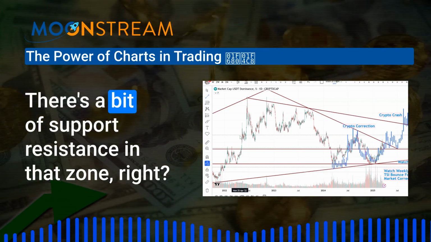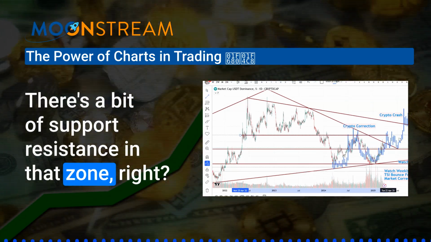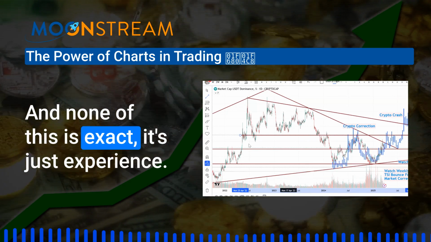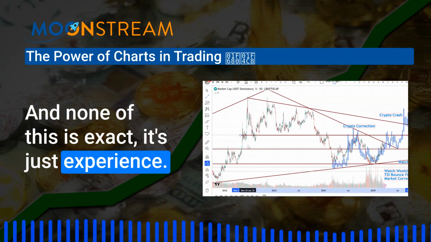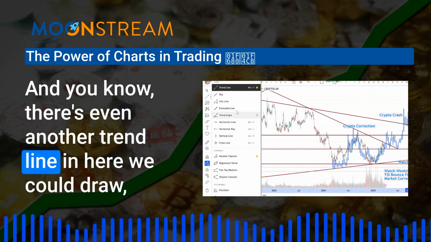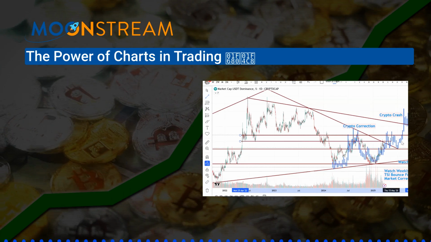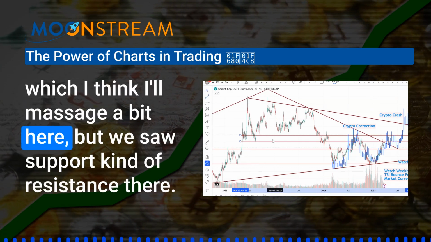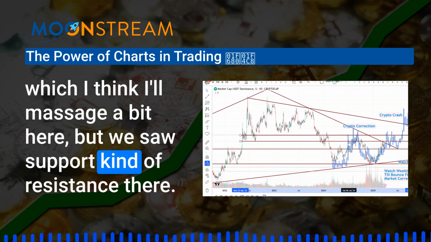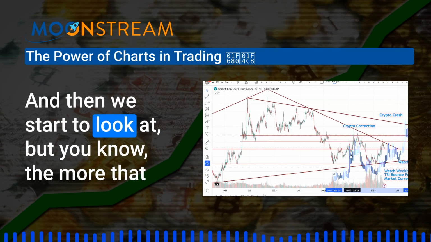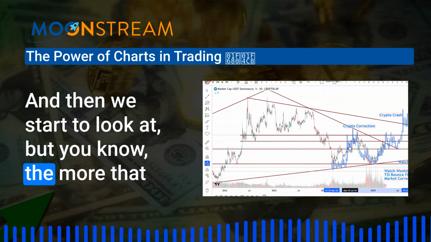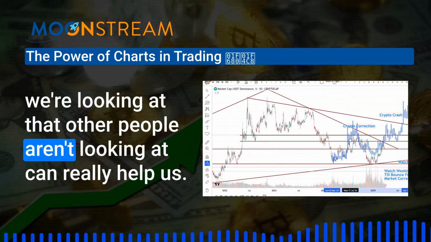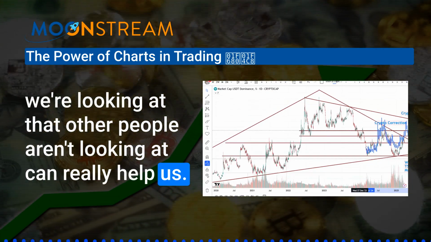Why here? There's a bit of support resistance in that zone, right? And none of this is exact. It's just experience. And there's even another trend line in here we could draw, which I think I'll massage a bit here. But we saw support, kind of resistance there, and it was all to look at. But the more we're looking at that other people aren't looking at can really help us.